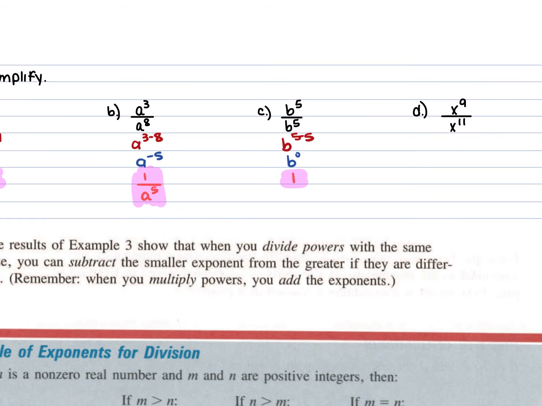For example d, we have x to the 9th power over x to the 11th power. Our x is in the numerator and the denominator, so we keep x. We subtract those powers. 9 minus 11 gives us x to the power of negative 2. We cannot keep a negative power, so we do have to take the reciprocal of this, and it gives us 1 over x squared.